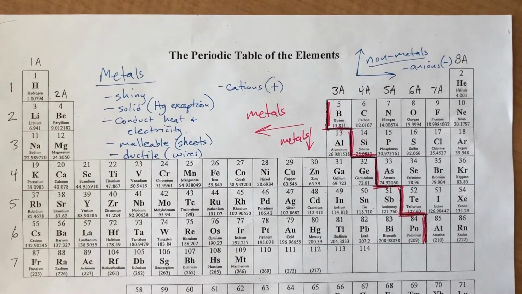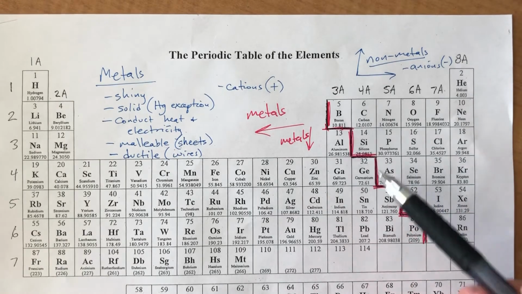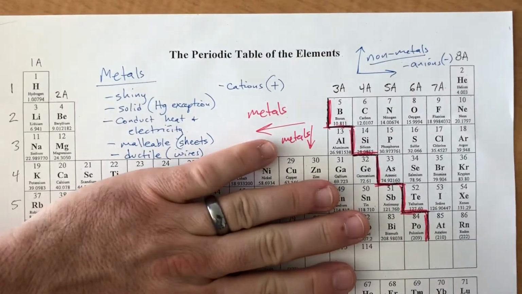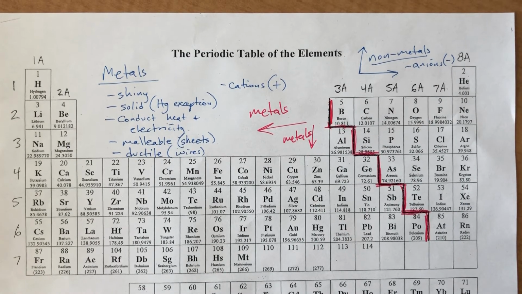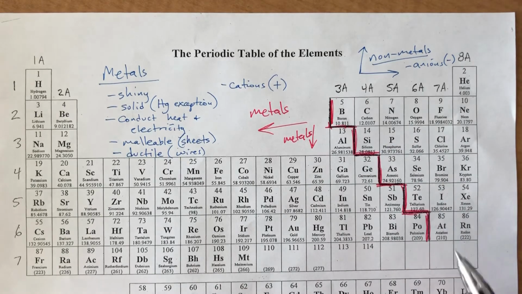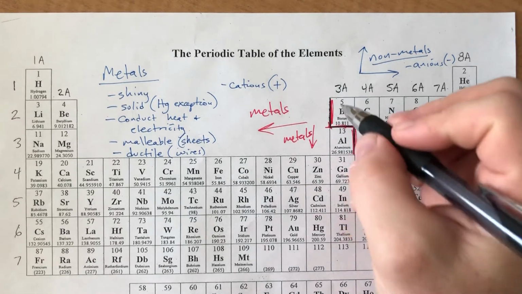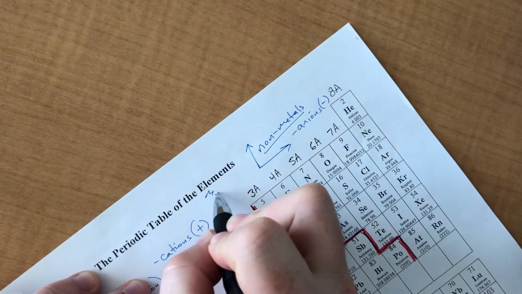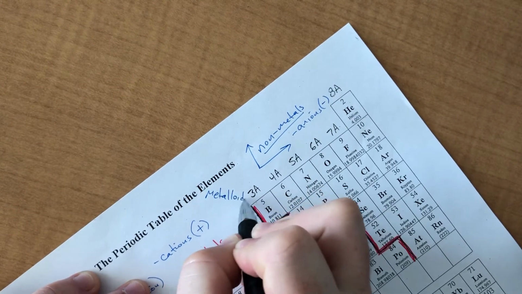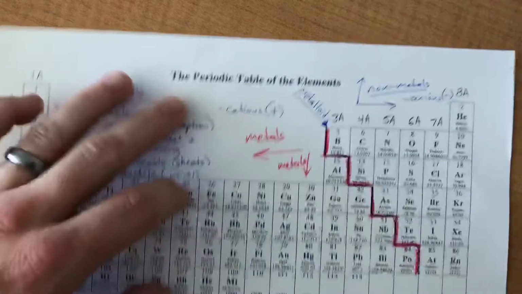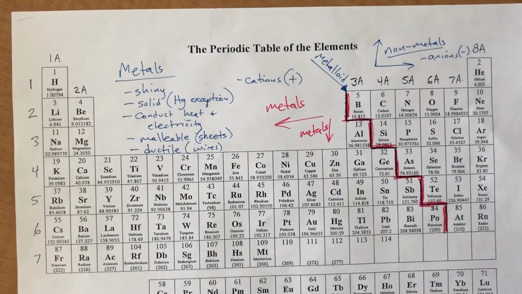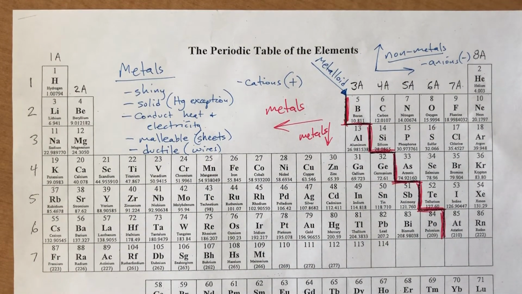So this line divides those things. Metals tend to form positive charges, non-metals tend to form negative charges. Anything that is touching the line is something called a metalloid. So I'm going to write it kind of in between here. Metalloid. Anything that is literally touching the line is a metalloid.